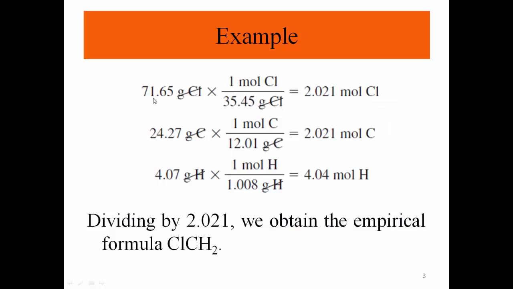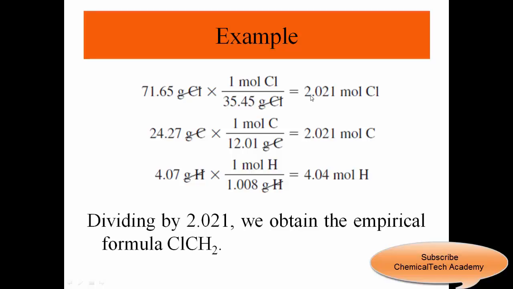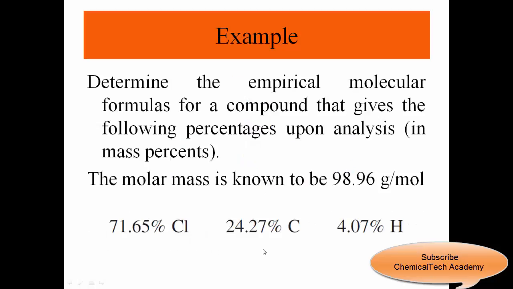For example, we have 71.65 grams chlorine. We know the atomic mass of chlorine is 35.45 grams, so 1 mole of chlorine contains 35.45 grams chlorine. So these two cancel each other, and then we figure out we have 2.021 mole chlorine in 1 mole of our compound. Next one is the carbon.